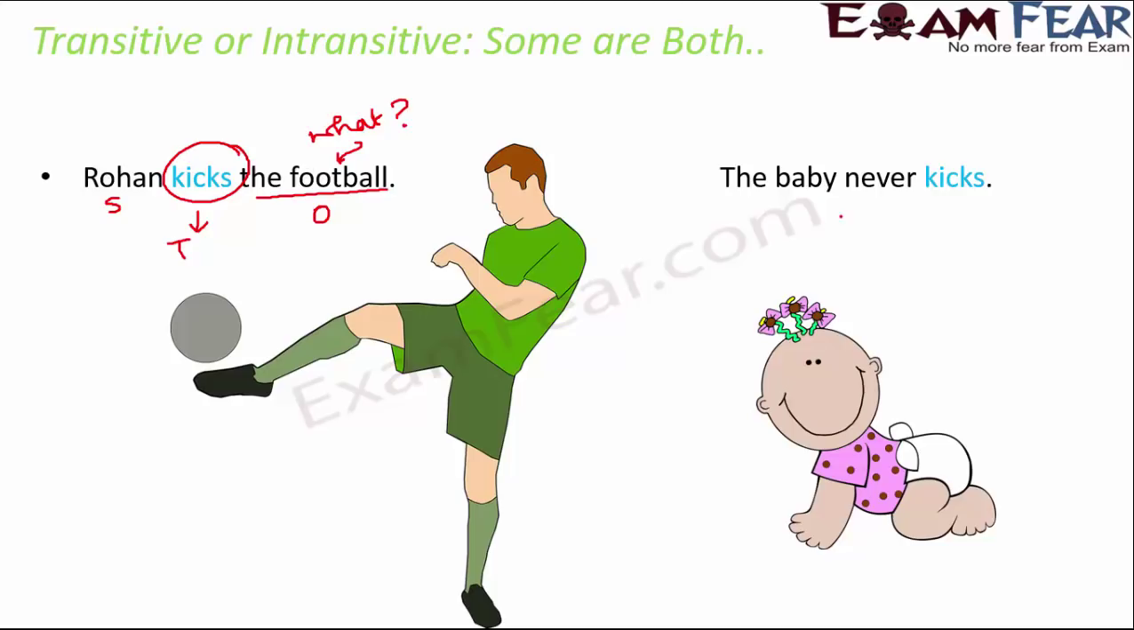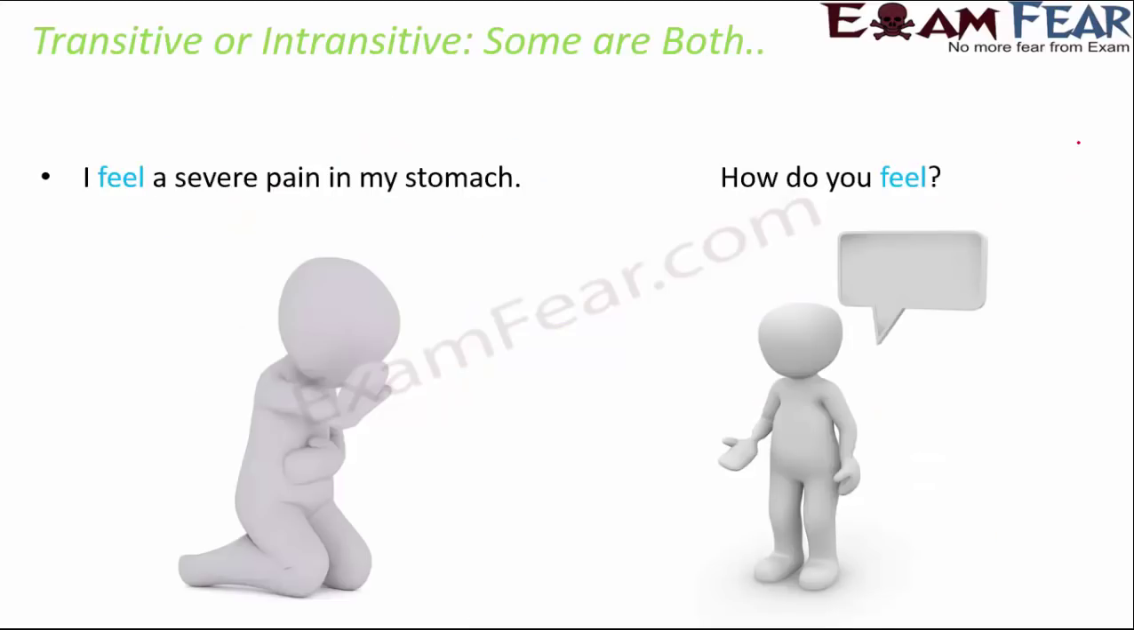Whereas if you look at the next sentence, the baby never kicks. Now here if you ask a question, the baby never kicks what? Do we have an answer? No. So in this case, kicks is an intransitive verb because here you do not have an object, right? Now this is not the only example. Feel is a verb which acts as a transitive verb as well as an intransitive verb. For example, I feel a severe pain in my stomach.